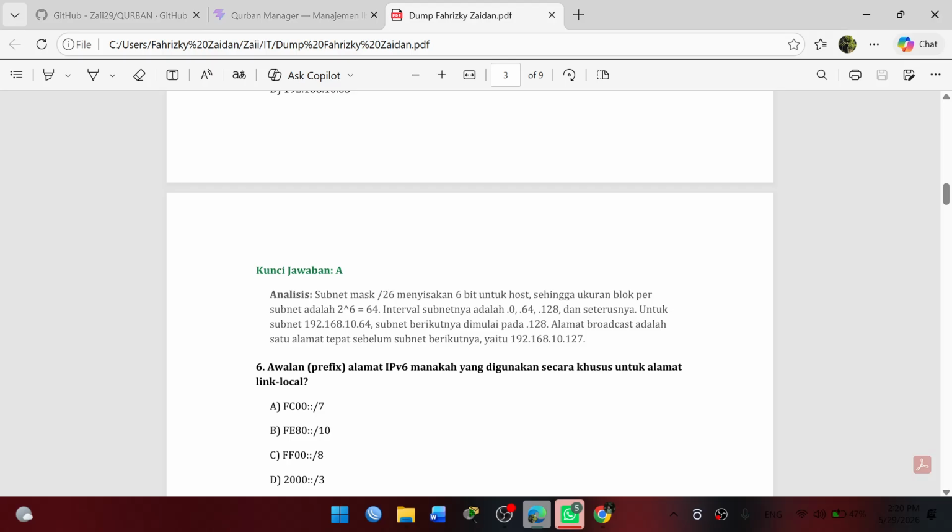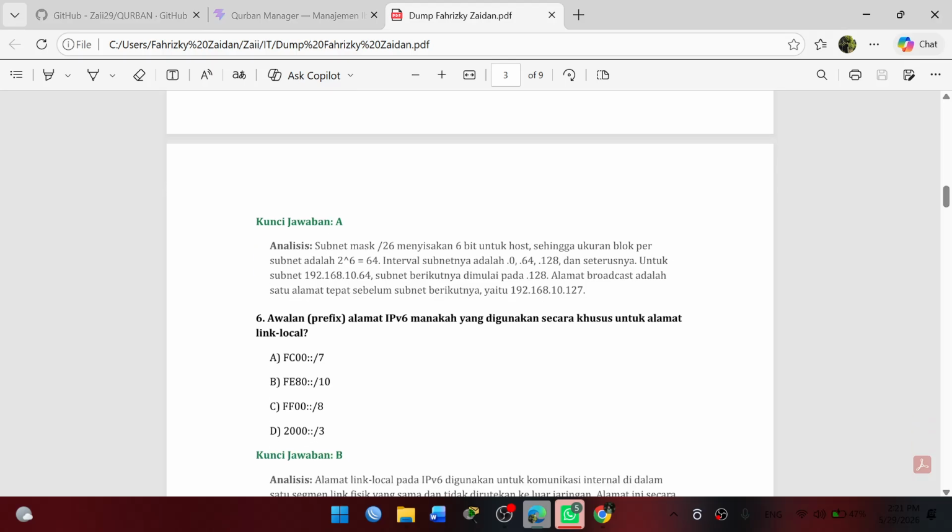Our subnets go in intervals such as 0, 64, and 128. For the subnet 192.168.10.64, the next subnet starts at 192.168.10.128. The broadcast address is always the last address right before the next subnet, which leaves us with 192.168.10.127.